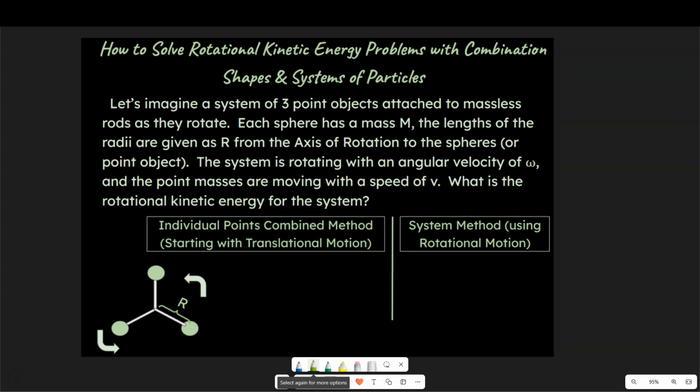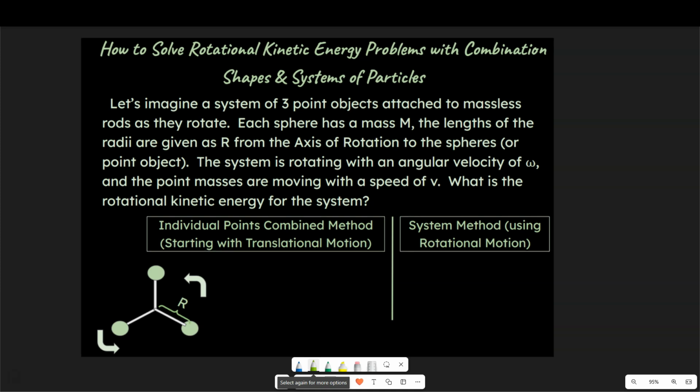This problem says let's imagine a system of 3 point objects or 3 masses attached to massless rods as they rotate. Each sphere has a mass m, lengths of the radii are given as r, and the system is rotating with an angular velocity of omega, or you could say the point masses are moving with the speed of v. What is the rotational kinetic energy for the system?